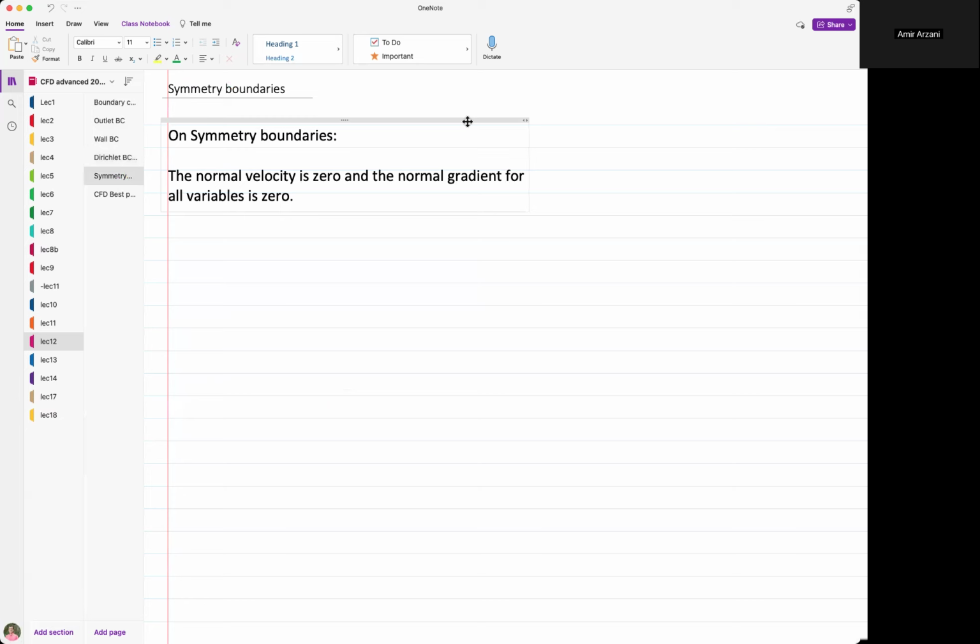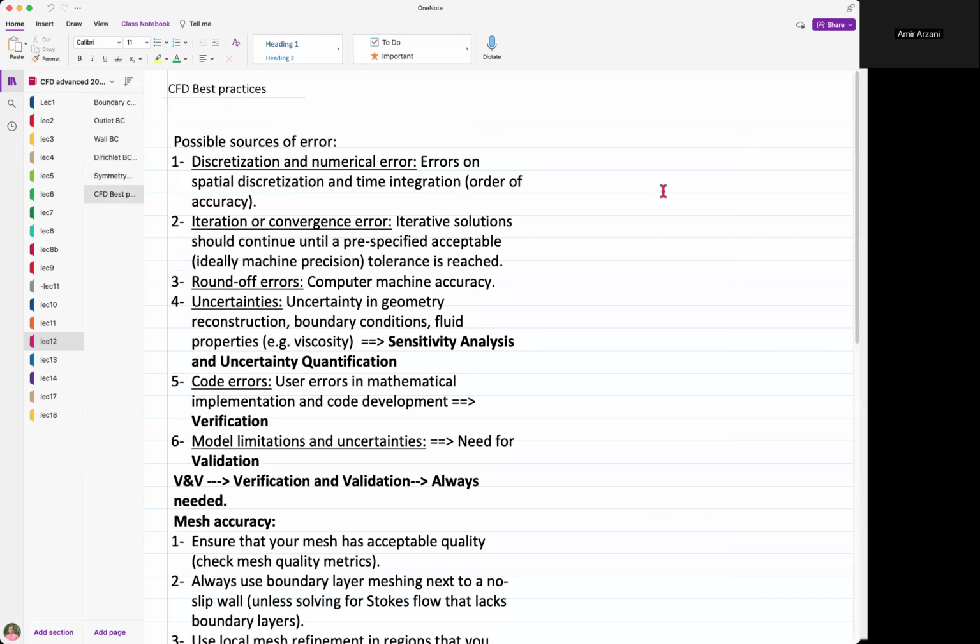So finally, the symmetry boundary conditions. If you have symmetry boundaries, you set the normal velocity to be 0 on those boundaries, and any other variables, you can set the normal gradient to be 0 on those boundaries. So pretty quick, some basic best practices for CFD simulations.